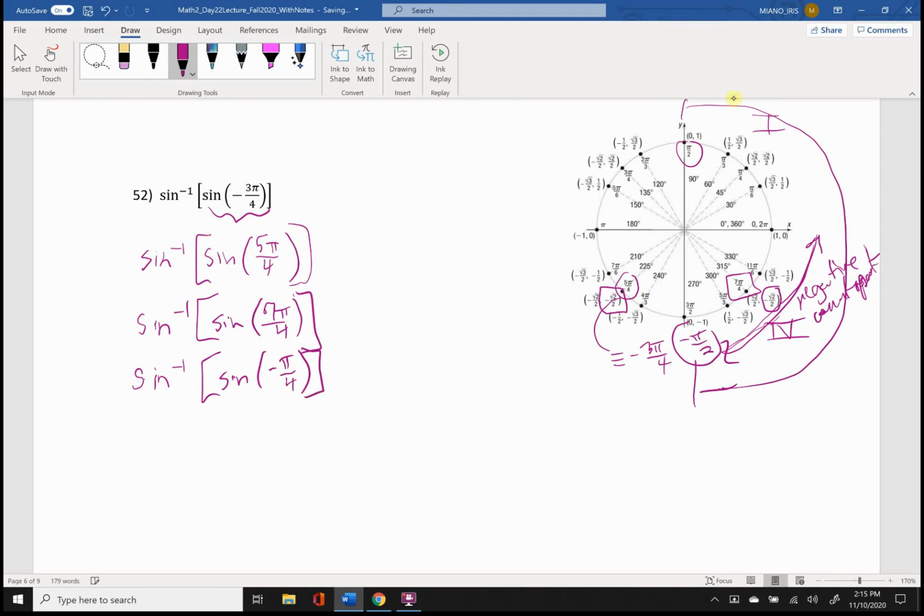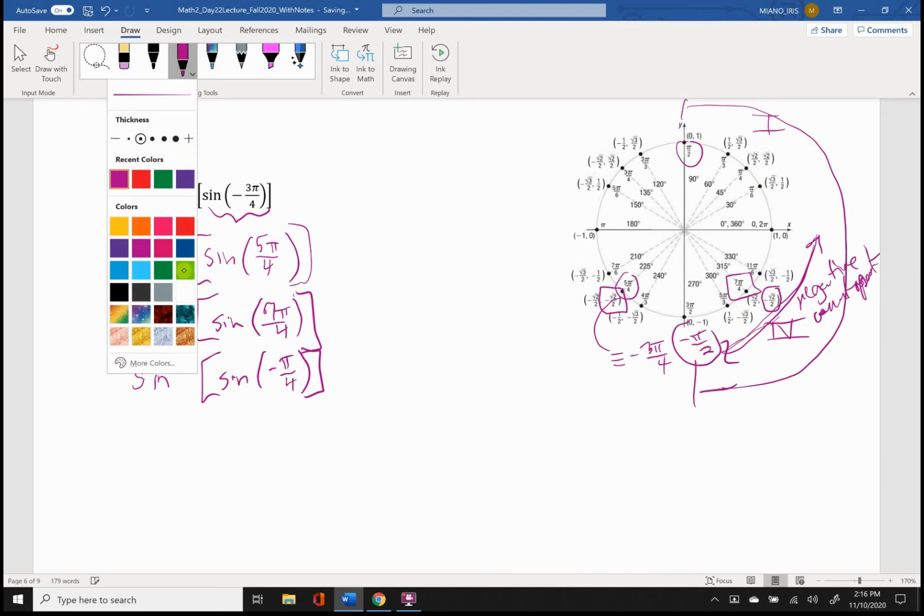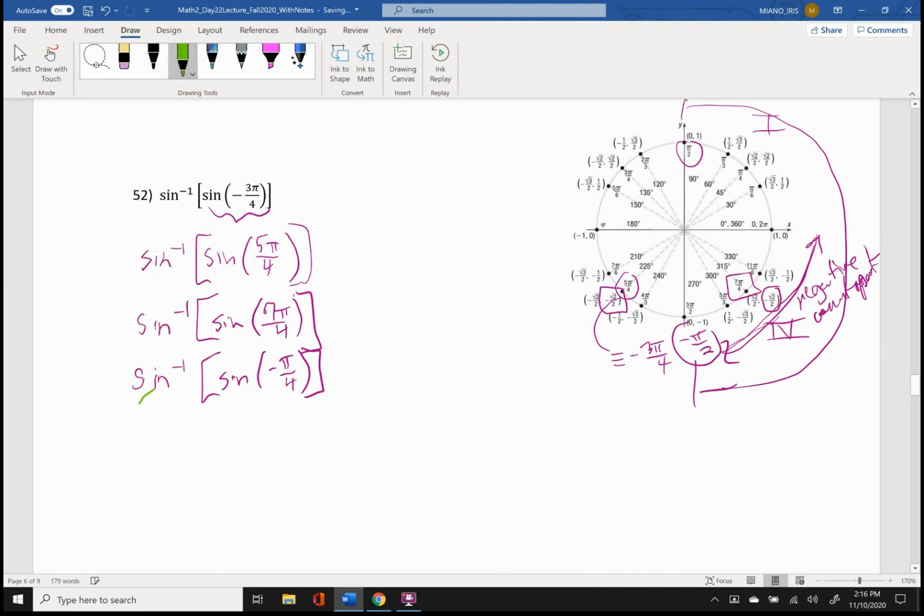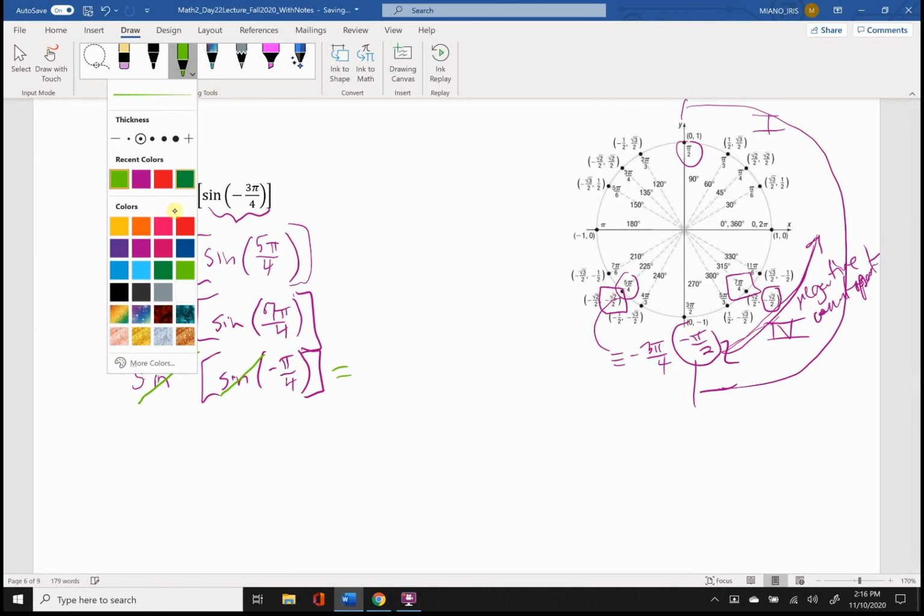Right? And so then at this point I'd say to myself, oh, well, negative pi over 4, that's between positive pi over 2 and negative pi over 2. So at this point I am ready to slash these away, and I can have this equal to negative pi over 4.